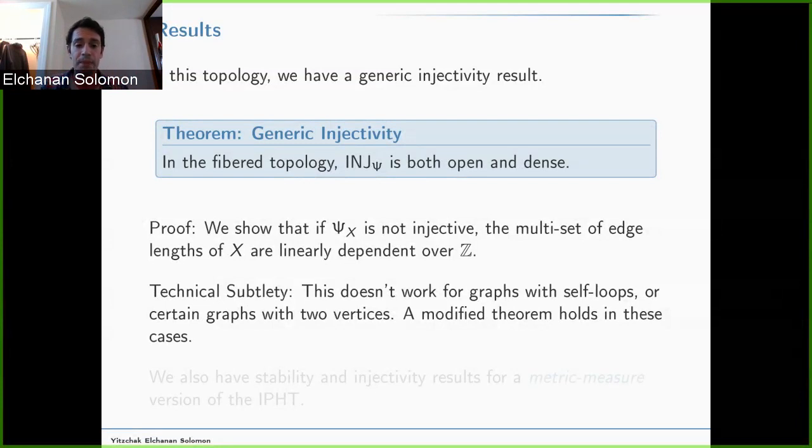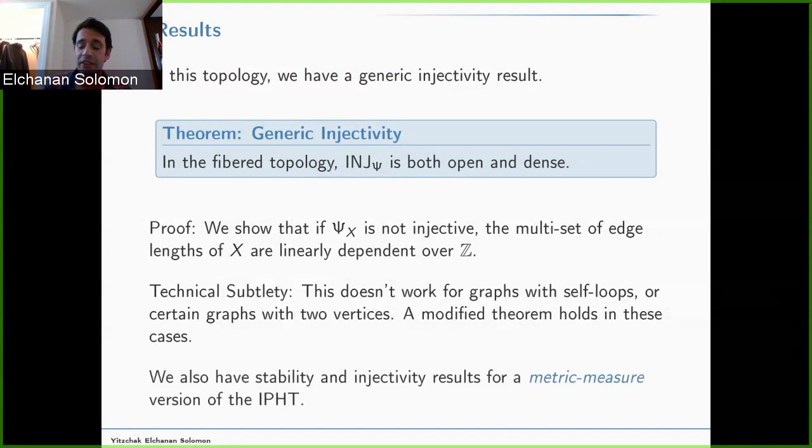And the last thing to say is that the stability and injectivity results that we've been talking about for the IPHT, there's also a version that includes measures. So you start with a graph, a metric graph, which also has a measure on it, and you push forward the measure onto a measure on the subset of barcode space, and you can ask, can you recover the metric measure space? And the same more or less results hold with some minor changes.